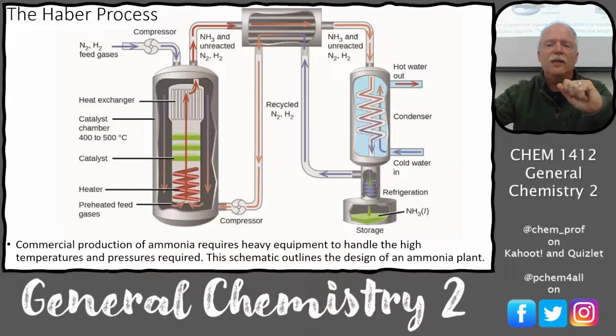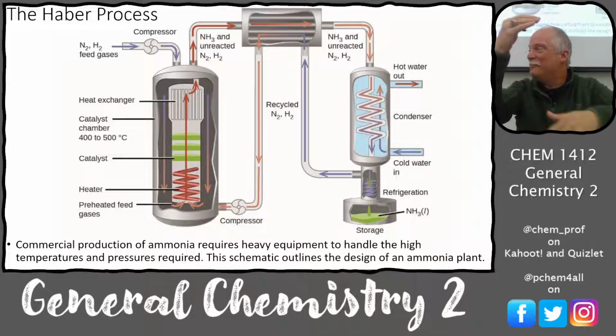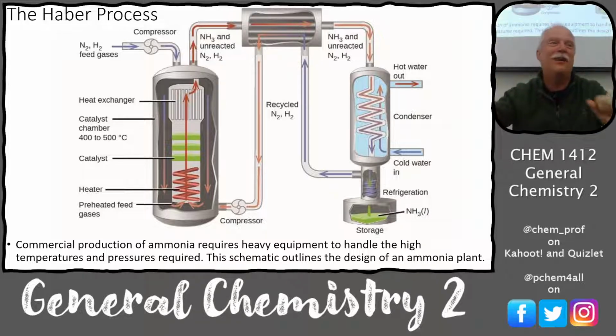Here's the Haber process, this industrial process, and you can see several things in this process that you as a Gen Chem 2 student can understand, okay? But back in the early 1900s, this was Nobel Prize winning science, and now it's in the second semester course. So it kind of shows you the march of science. The things that were revolutionary just 100 years ago are now in the second semester of chemistry.